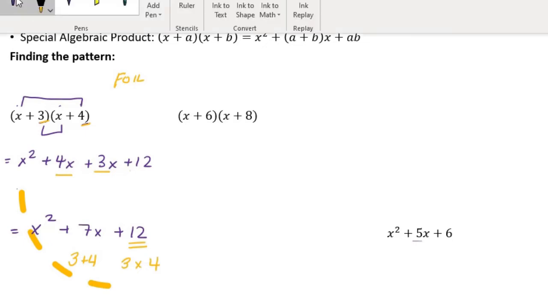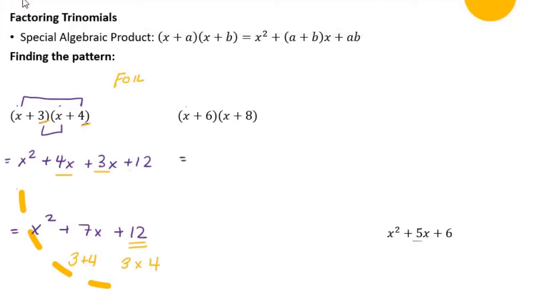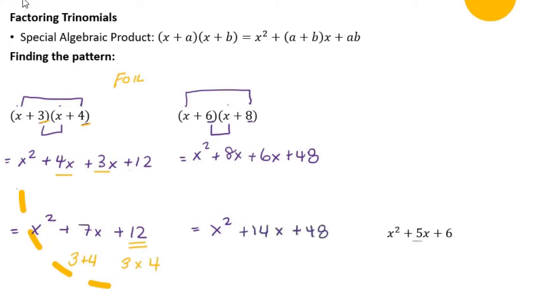Let's do one more expanding using FOIL. First, x times x is x squared. Outside, x times 8 is 8x. Inside, 6 times x is 6x. And last, 6 times 8 is 48. Okay, let's collect. We have x squared, 8 plus 6 is 14, 14x plus 48.